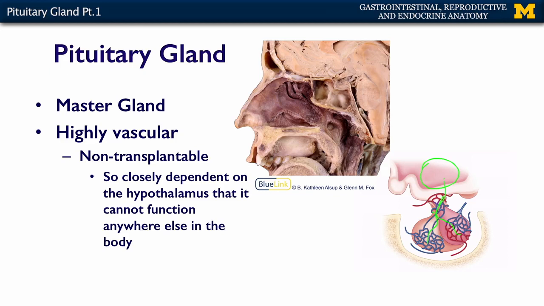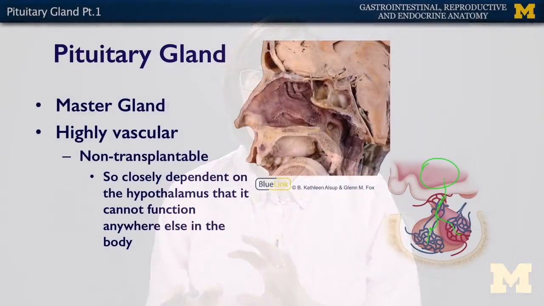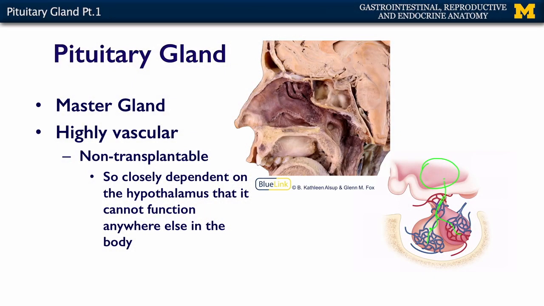If I put my pituitary gland underneath my kidney capsule, it's not going to work because these factors are in such low concentration that by the time they got all the way to my kidney capsule area via the blood supply, they just would be so dilute that they wouldn't have any effect. So the pituitary and the hypothalamus are very closely linked, very closely related, and the pituitary can't function unless it's really close to the source of the factors that regulate it, and those are made in the hypothalamus.